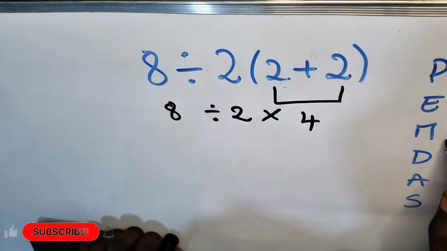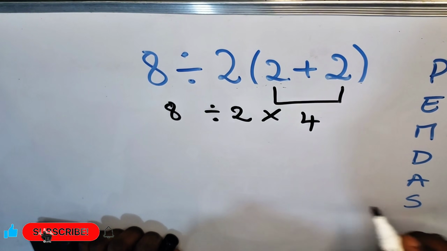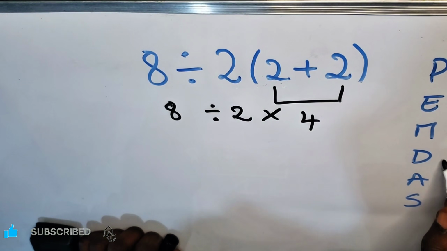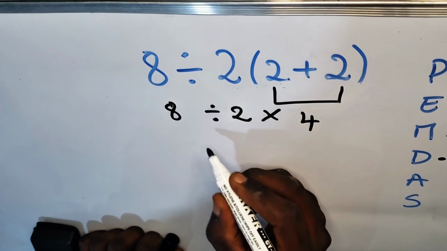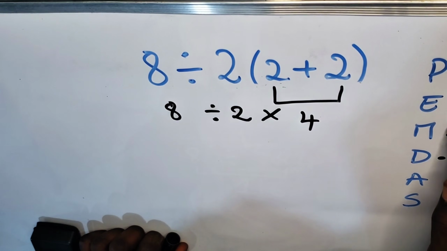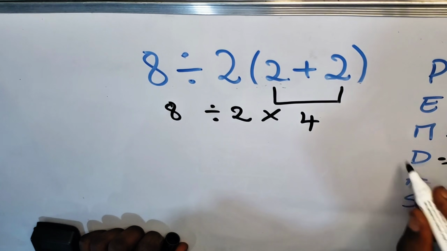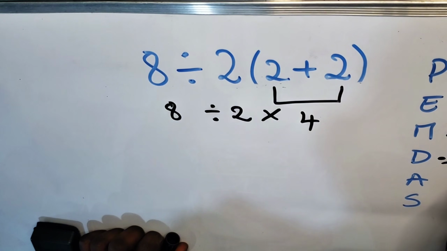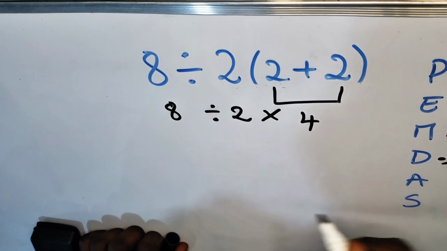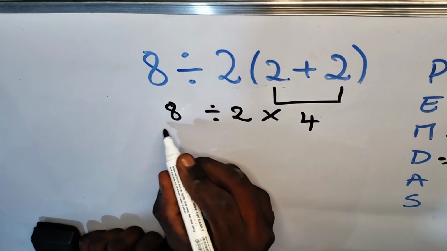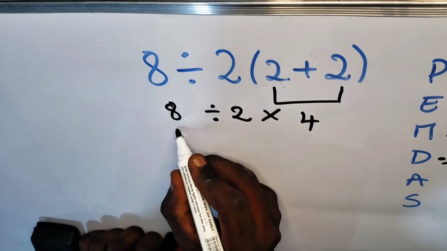Next we follow with the multiplication. We're having a multiplication. This is it. We're also having a division. This is it. And remember, we said multiplication and division have the same rank. So we have to do these operations moving from left to right. So at this level, we move simply from left to right.